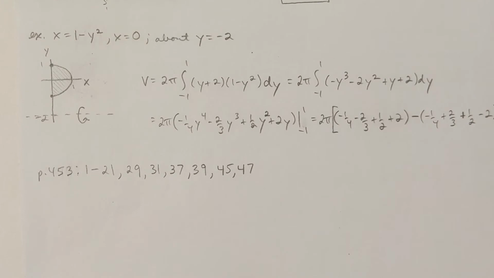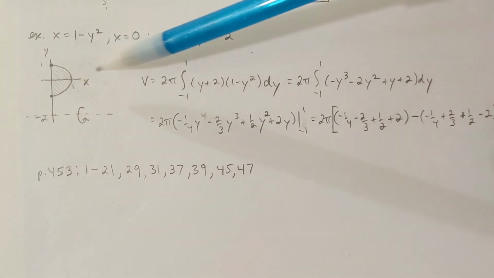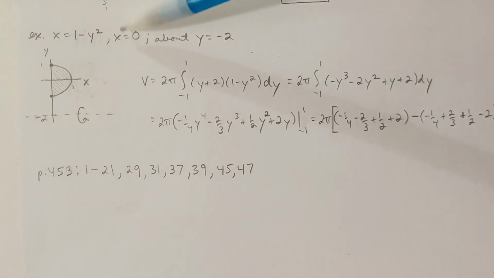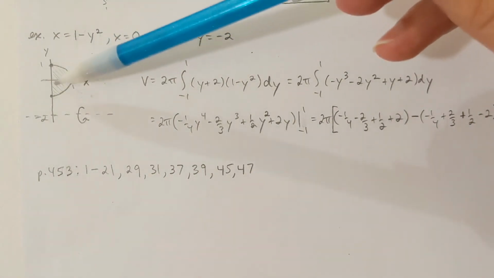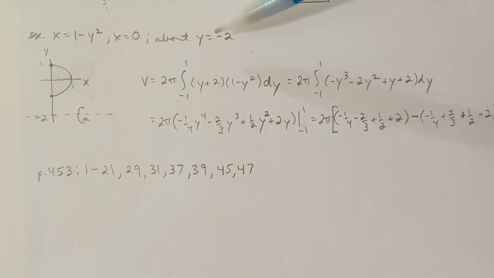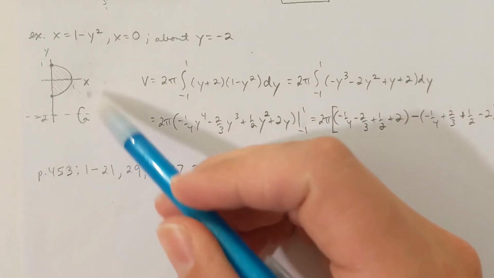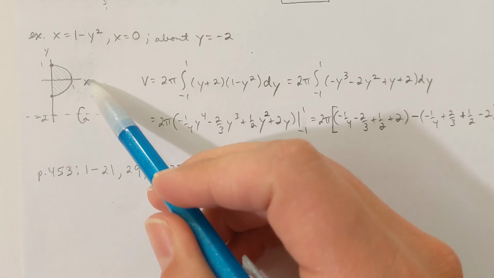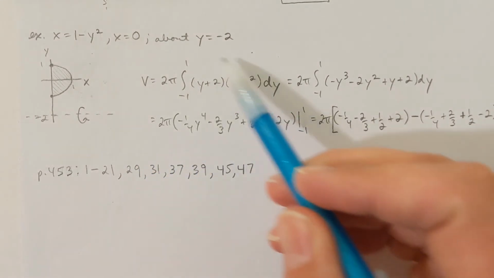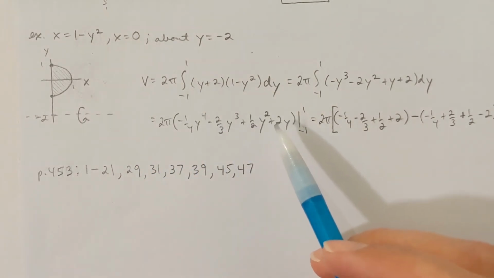Okay, and here's one more. Suppose that we have the curves x equals 1 minus y squared, which would be a parabola facing towards the left, and then x equals 0, a vertical line. We're going to rotate that enclosed region that I've got shaded about the line y equals -2. Because I'm rotating about a line parallel to the x-axis, my variable of integration is going to be y. Everything about this integral has to be in terms of y.